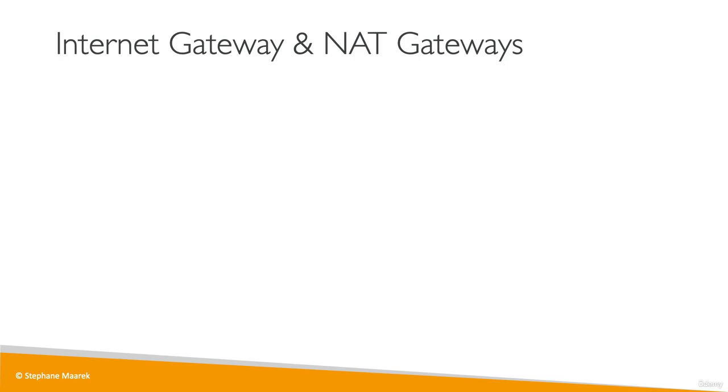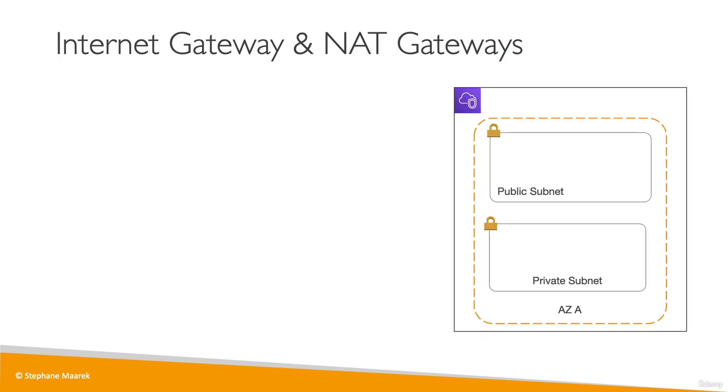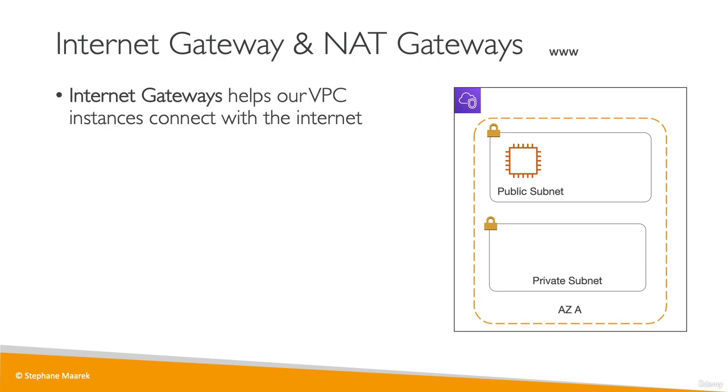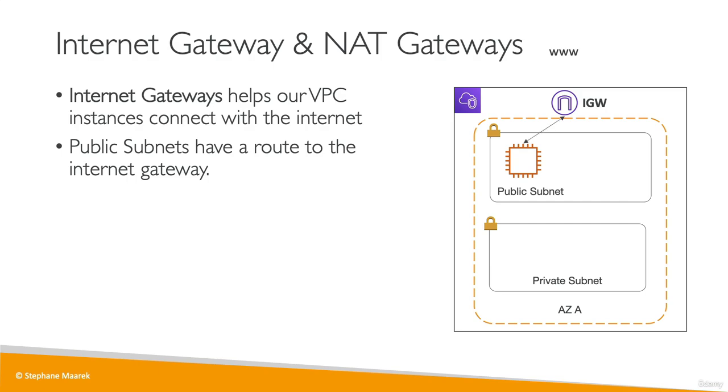Finally, how do we define access to the internet for these subnets? Well, if we look at the same example as before, say we had an EC2 instance in a public subnet. For it to be able to access the internet, we need to create what's called an internet gateway. And this internet gateway will help our VPC instances to connect directly to the internet. So the VPC will have an internet gateway, and then the public subnet will have a route to the internet gateway to be able to access the internet. So fairly simple. As soon as we have an internet gateway and a route to the internet gateway, that makes the subnet a public subnet.